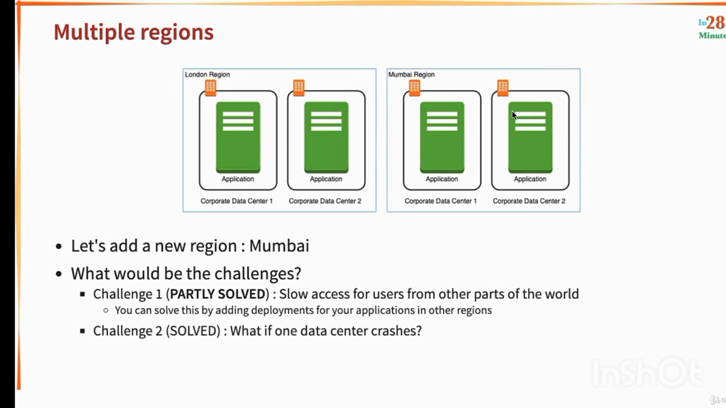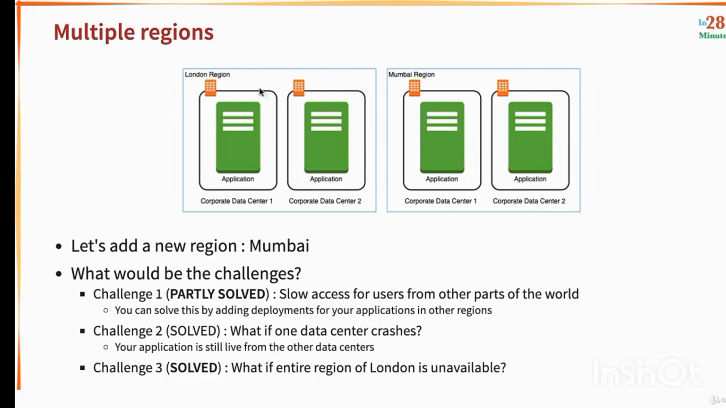Challenge two was already solved. Even if one of the data center crashes, we can serve it from the other data center. Now, the challenge three, what if the entire region of London is unavailable? What would happen now? Your application will be served from Mumbai.